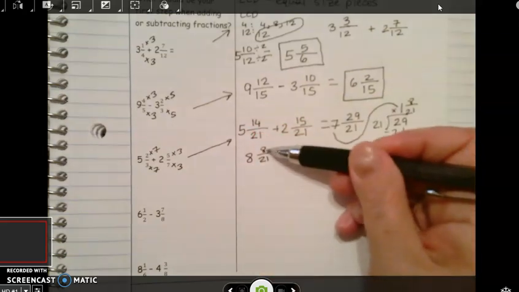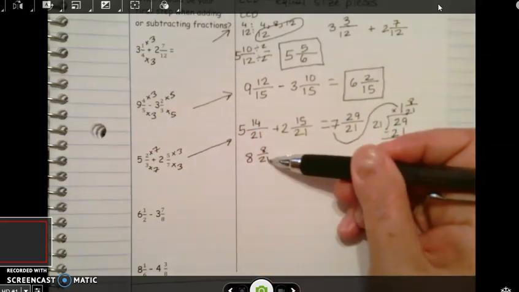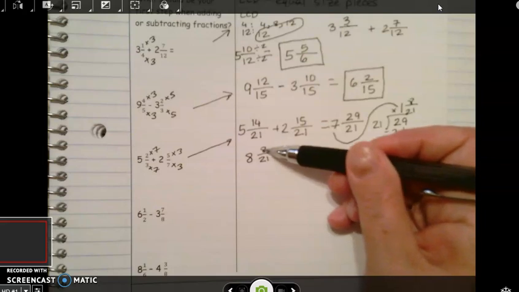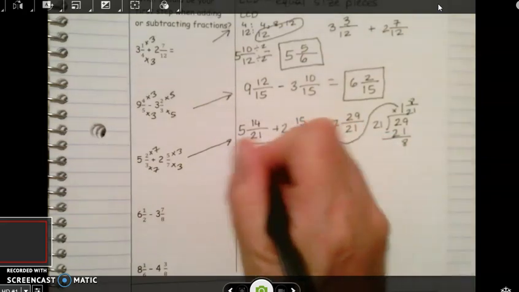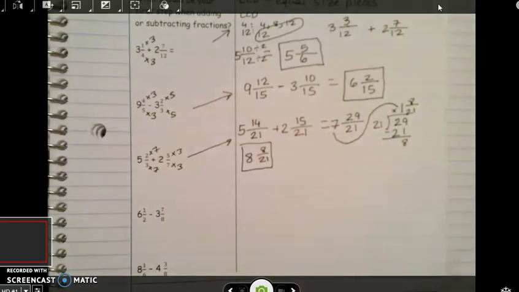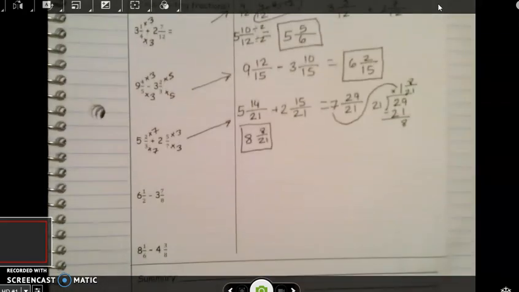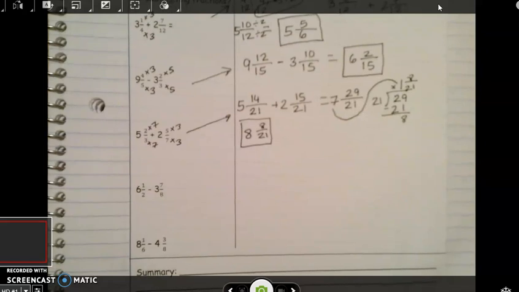So this is even, this is not. This only divides by 3 and 7. This will not divide by 3 and 7. So this is my final answer. Okay? So now let's do the next one. This is where we're getting to the tougher stuff here, so make sure you're paying attention.